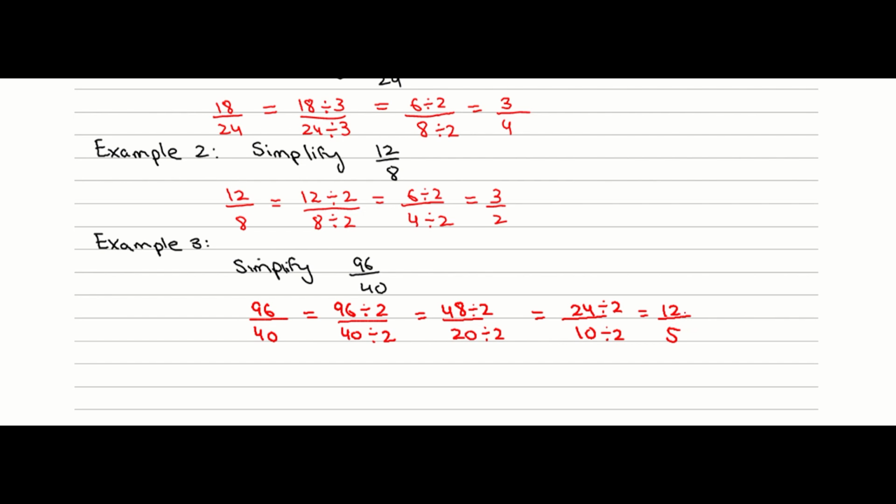Now we are left with 12 and 5 and there is no times table or there is no number which can divide both the numbers. So it means this is our simplified form, simplified fraction.